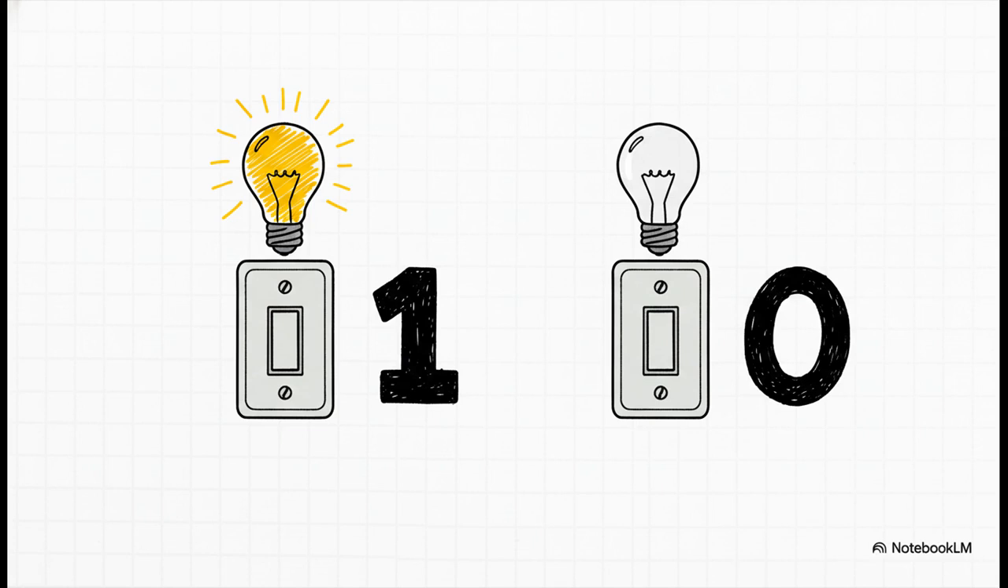You know, the easiest way to picture this is with a simple light switch. If the switch is on, let's call that a 1. If it's off, that's a 0. Computers are basically just using billions of these microscopic on-off electrical switches to represent all the complex stuff we work with every day. It's a simple concept, but it is incredibly powerful.